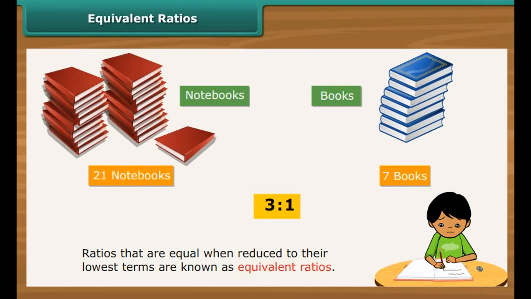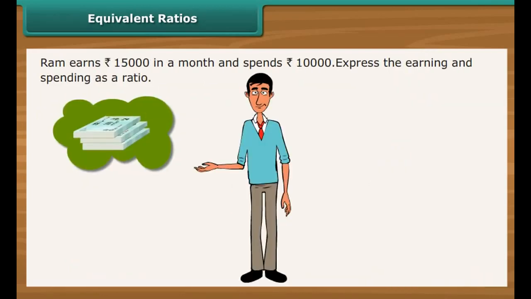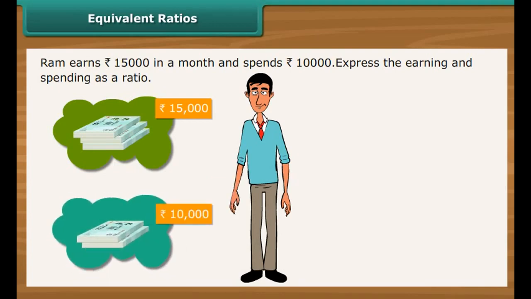Let us verify whether the following ratios are equivalent or not. Ram earns ₹15,000 in a month and spends ₹10,000. Express the earning and spending as a ratio. 15,000 by 10,000 is 15 by 10, which, when reduced to the lowest term, is equal to 3 by 2 or 3:2. It means that out of every ₹3 earned, Ram spends 2.